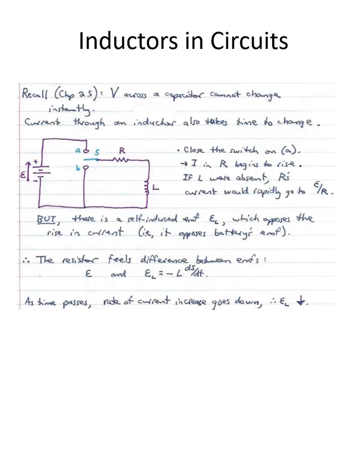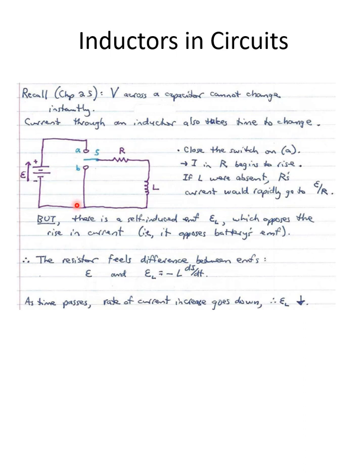Let's look now at inductors in circuits. Remember from chapter 25 that the voltage across a capacitor cannot change instantly. It takes a bit of time to build up that voltage and that charge. The current through an inductor also takes time to change. Look at the circuit here. As you examine it, you see a battery, some EMF, and we've got a switch.